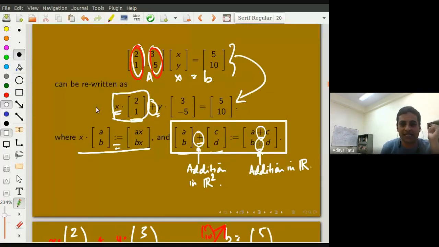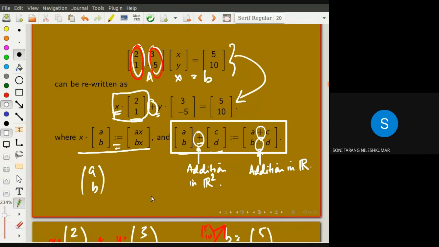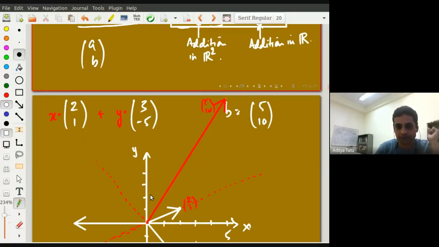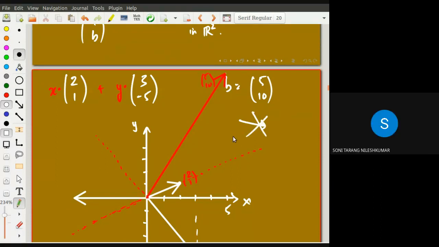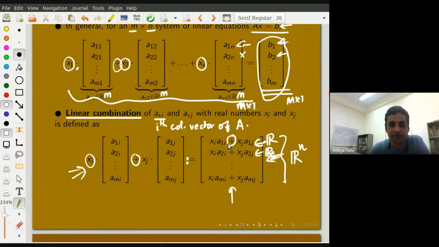The same thing that we did over here. You can interpret these, let's say a and b, as the x and y coordinates of a point. You can also interpret this as a vector from 0 to this point (a, b). Then that will be a position vector of this point. But when you interpret something as a vector, remember the vector has to start from the origin. Something like this does not make sense.